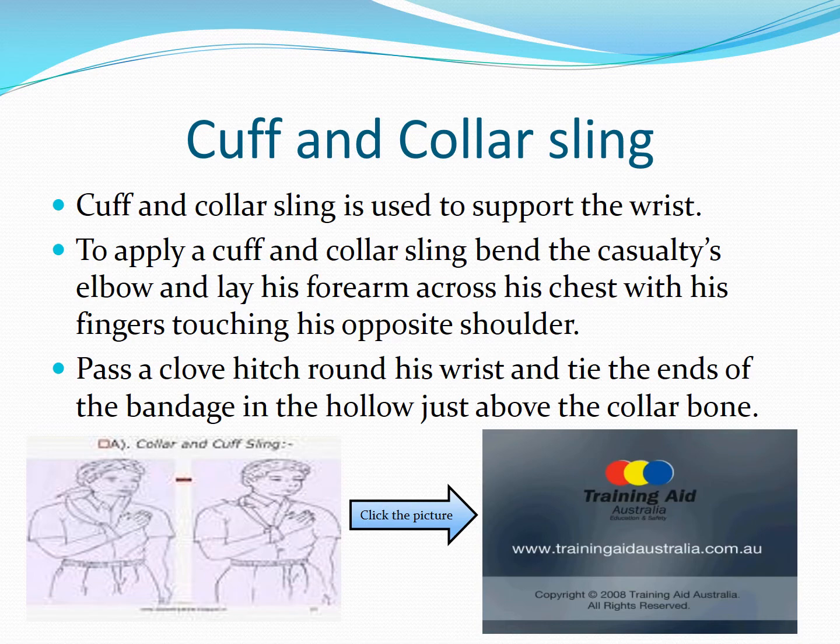Cuff and collar sling. Cuff and collar sling is used to support the wrist. To apply a cuff and collar sling, bend the casualty's elbow and lay his forearm across his chest with his fingers touching his opposite shoulder. Pass a clove hitch round his wrist and tie the ends of the bandage in the hollow just above the collarbone. For practical application, click the picture given.